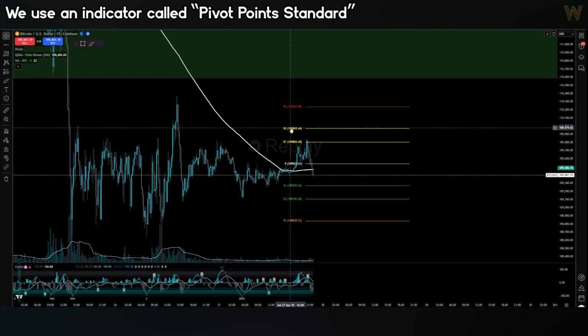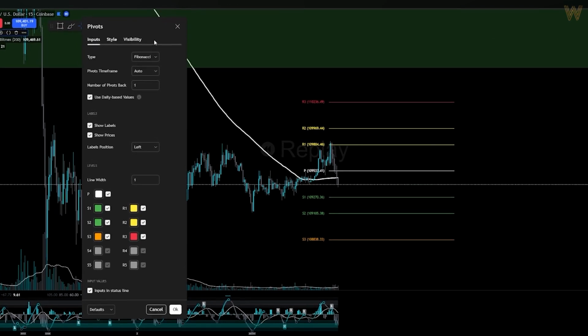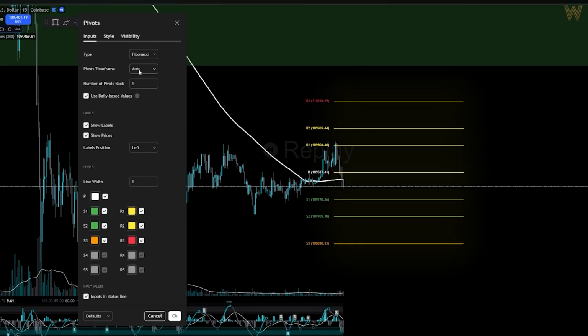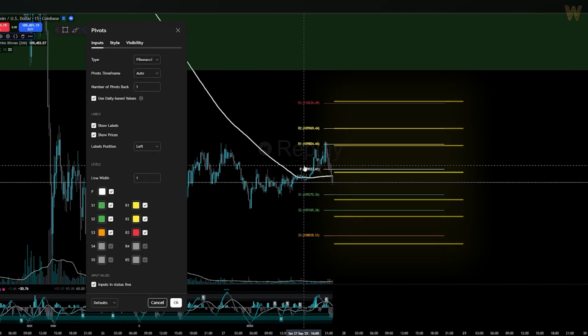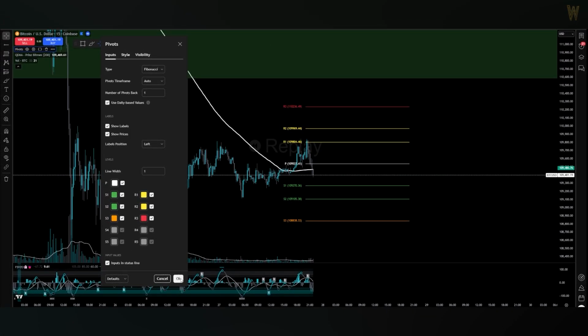So to start, I follow a basic pivot point standard, and you can find that in pretty much any indicator search that you look for. Pivot point standard, I follow Fibonacci. I set it to auto, and I usually only stick to one pivot per day, so that way it doesn't confuse me or give me other bias that I shouldn't be considering. But nonetheless, these are my setups.